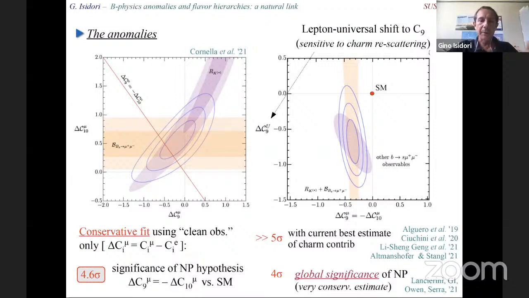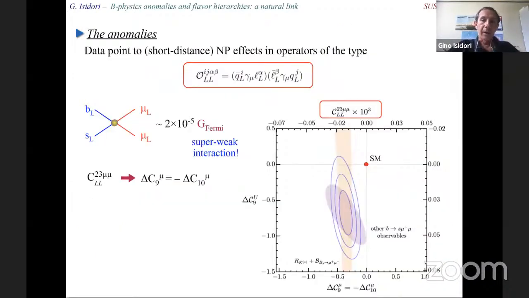So here I am assuming that mu physics affect only C9 and C10, which are the operators which I think should be affected by mu physics. But we did a more general analysis, allowing all the operators to be affected by mu physics, allowing the most general structure for this charm loop, and still we get a 4 sigma significance. So the effect is really significant.